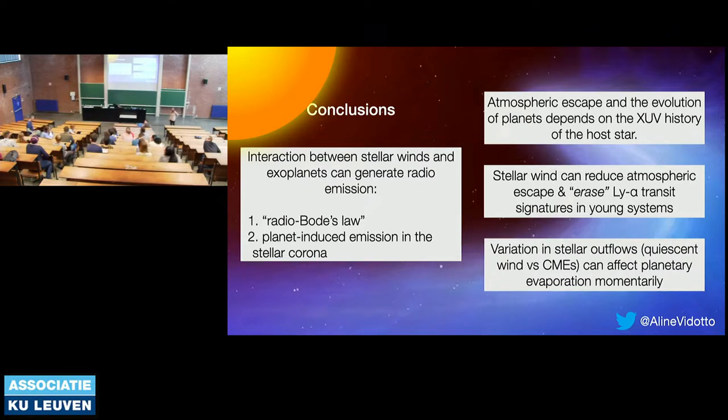Any more questions? Thank you. I am a binary star person. Did you ever consider doing the same exercise around a binary, looking at the impact of the wind of a binary star on a circumbinary planet? I haven't. Would you expect a difference? Yeah, I think it depends on where the planet is. Is the planet in circumbinary orbit, or is the planet orbiting one star only? Whatever you like. You are the theoretician, so you can place the planet where you like.